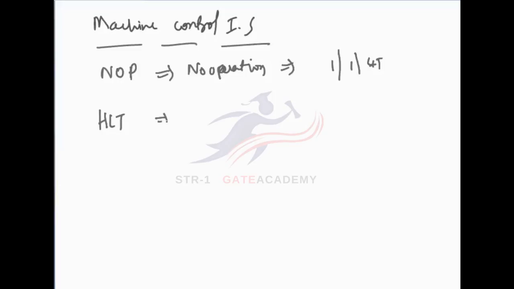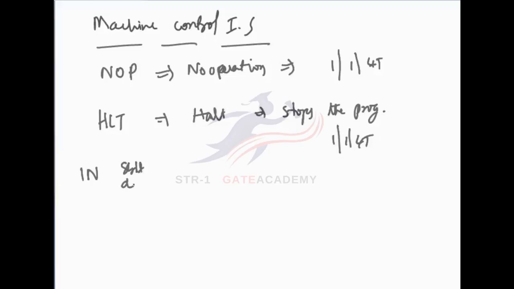Okay, halt. This HLT explains the halt, which stops the program. This operation is also the same, 1 byte instruction, 1 machine cycle and 4 T states. That 1 machine cycle means the fetching operation.